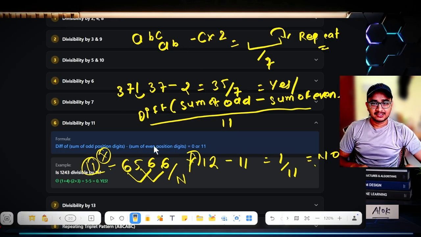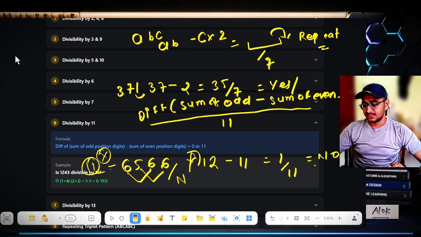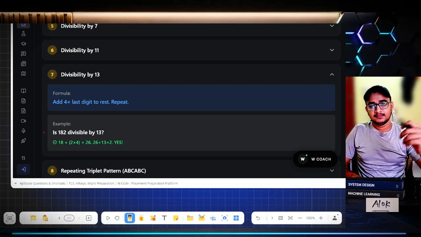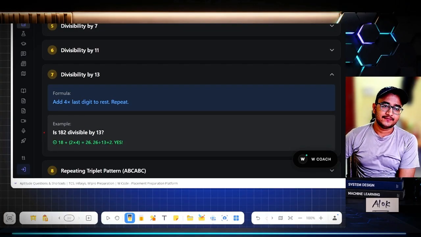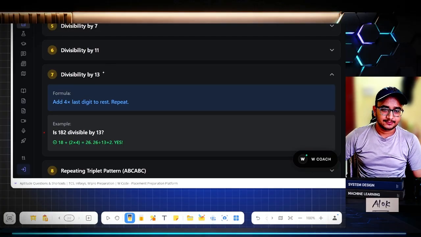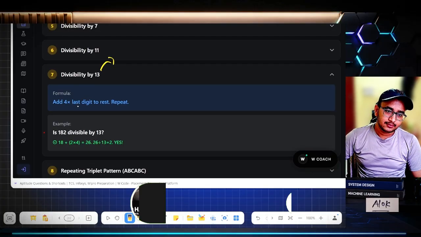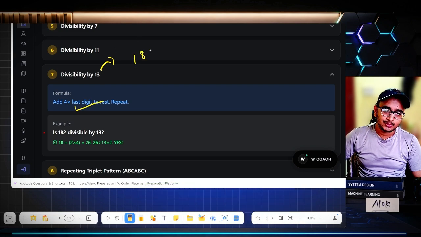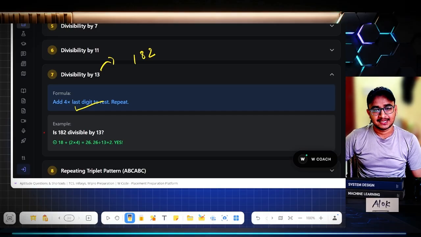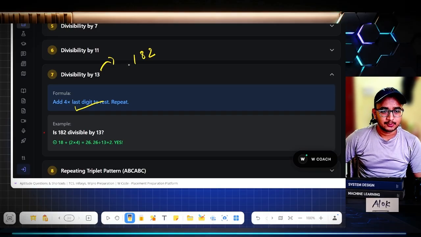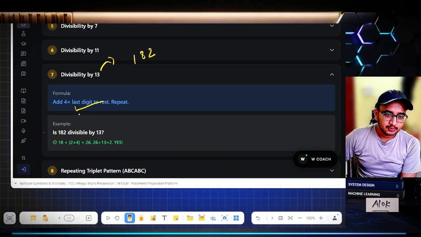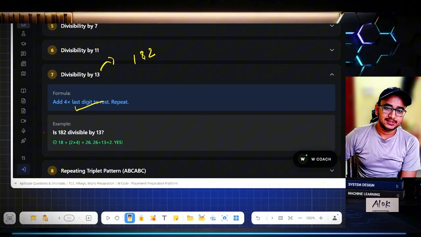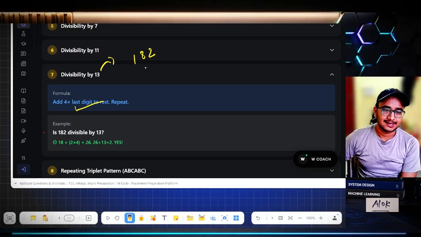Now let's move forward and understand one more important concept, that is the divisibility rule of 13. So what you have to do is add 4 times the last digit to the rest. Let's understand this with the help of an example. 182 is given here. What do you have to do? You have to multiply the last digit by 4. The last digit here is 2, and the rest is 18. Then what you have to do? You have to add.